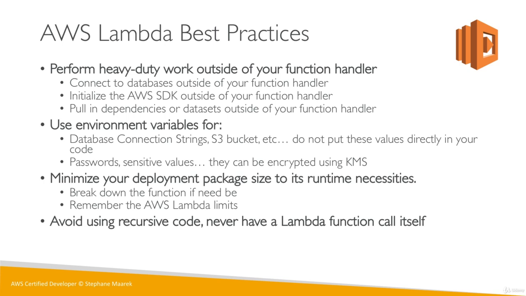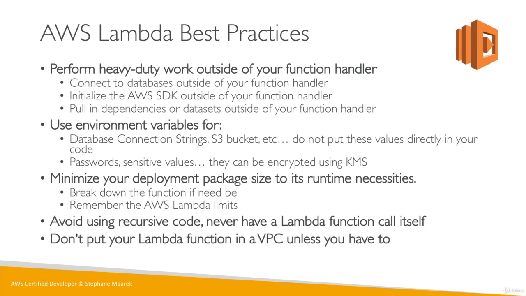Never ever use recursive code. Never have your Lambda function invoke itself, otherwise you're going to have concurrency hell and your bill will go through the roof, and it's not good at all. And finally, don't put your Lambda function into a VPC unless you have to. The reason is that if you put it in a VPC, it will take a little bit longer to initialize, whereas if you don't put it in the VPC, it will be very, very quick to initialize the first time it's called. So that's it for the best practices.